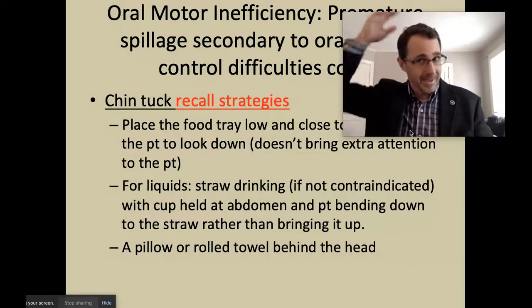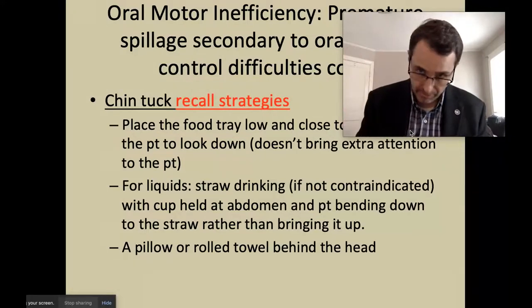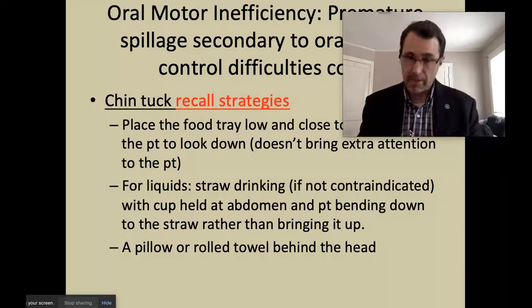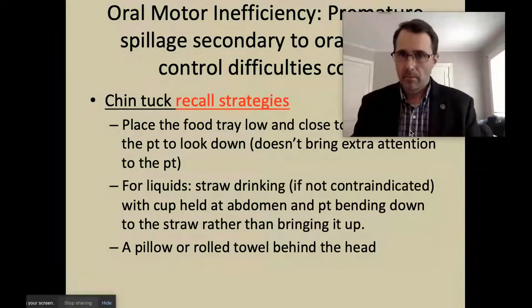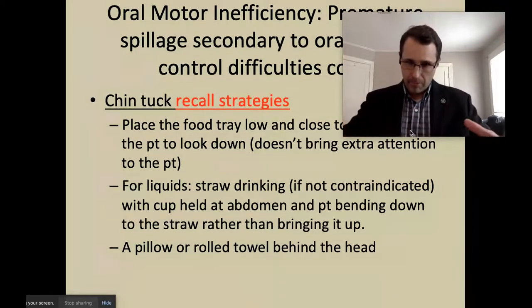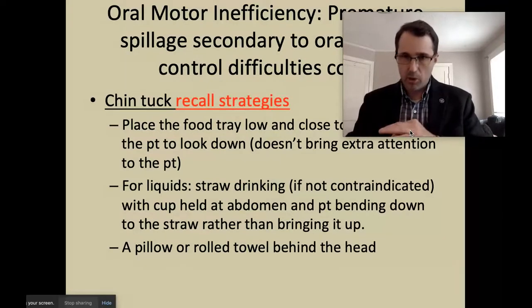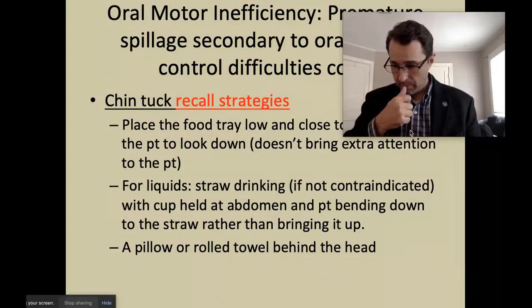You could roll up a towel, put a pillow behind their head once they're already very upright, and that is going to encourage the chin tuck position. If you're pushing the tray up, you could have straws in their cups, and a straw is going to facilitate a person to put their chin down and swallow.